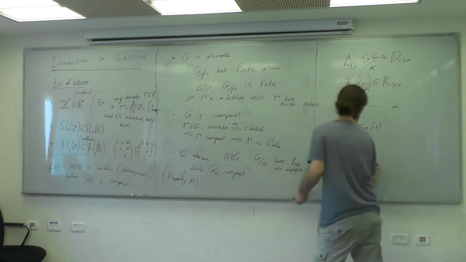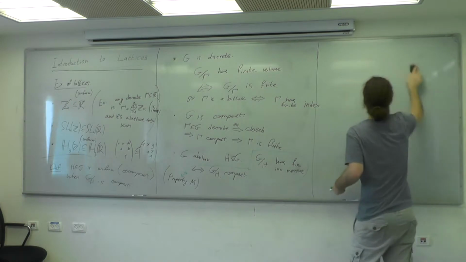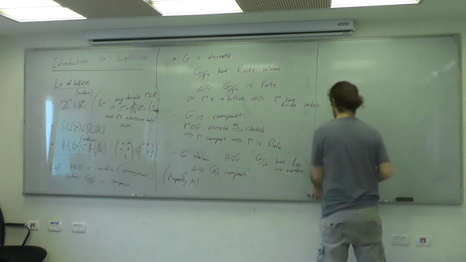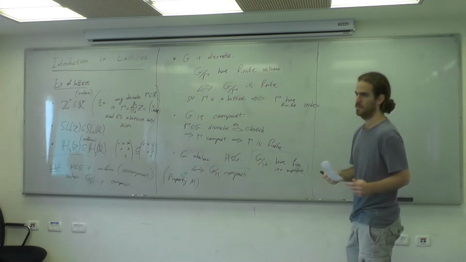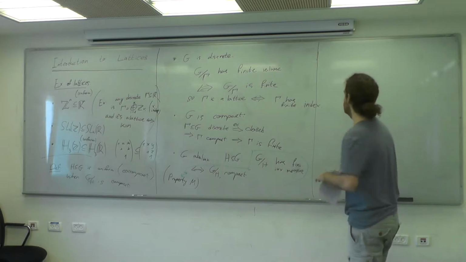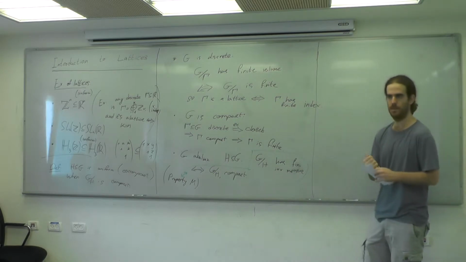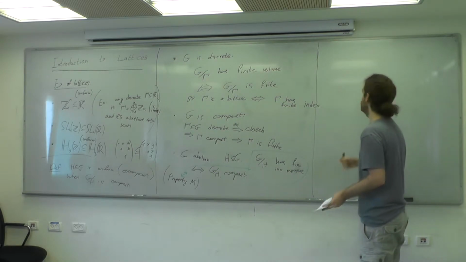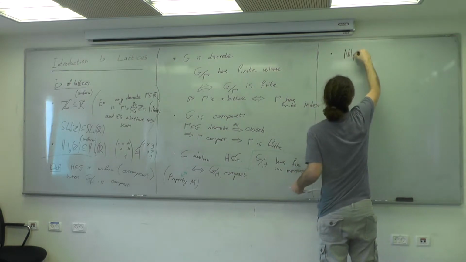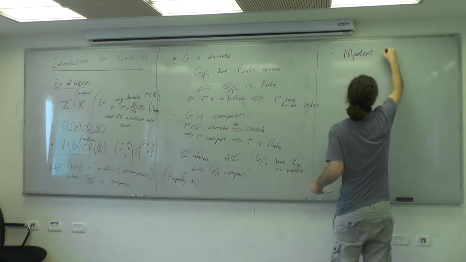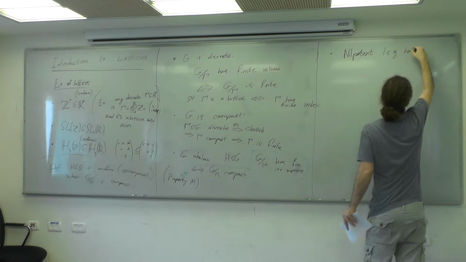And we can ask more in this direction, and I want to prove some. The next step after abelian is nilpotent. Nilpotent groups have their degree, and it's abelian if and only if the degree is 1. So let's talk about the following claim: nilpotent locally compact groups have property M.